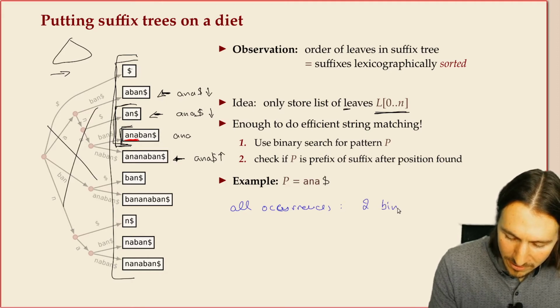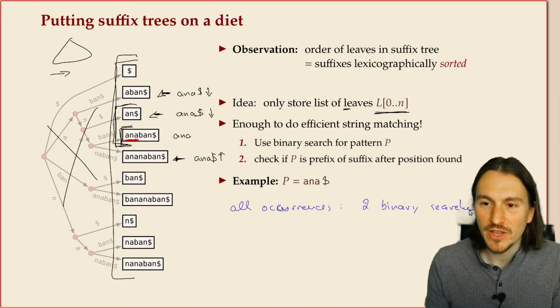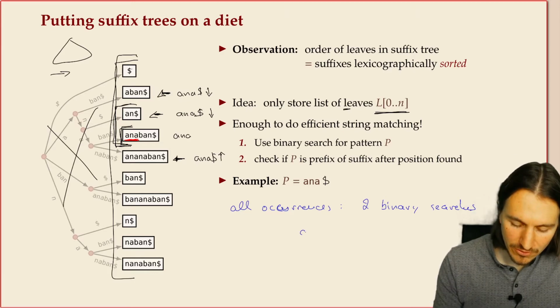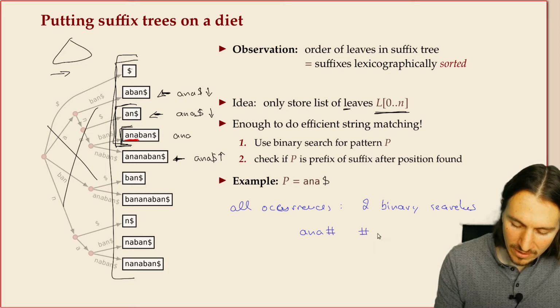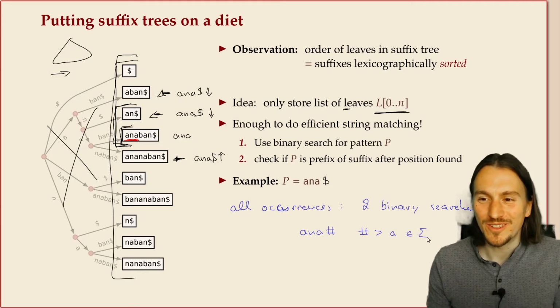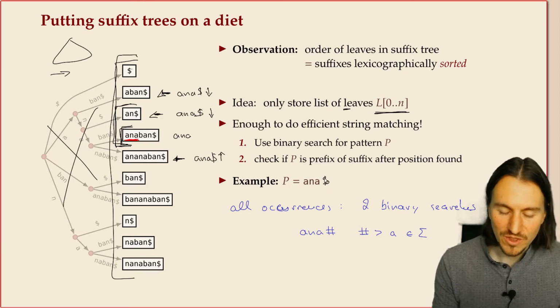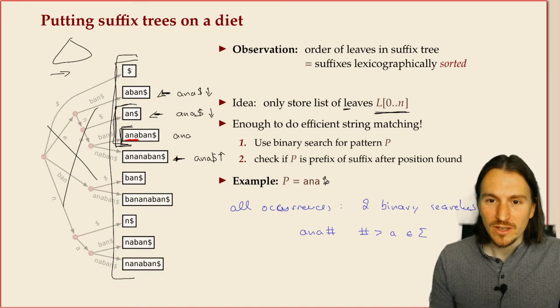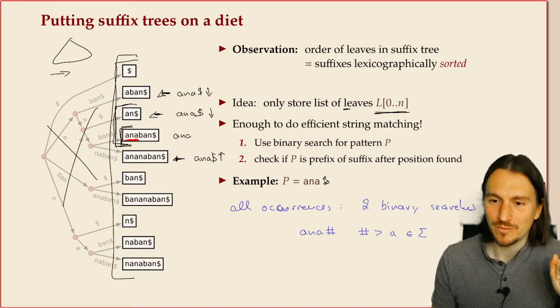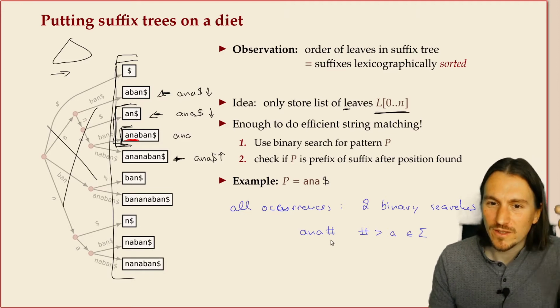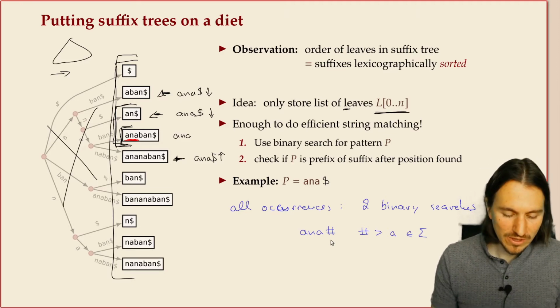There you just do 2 binary searches. And for the second one, you use Anna with, I don't know, another symbol that is bigger than everything in the alphabet. So it's just you search again. In this first binary search, you pretend that the next symbol of the pattern is coming before all the actual symbols. And in the second search, you pretend it's coming after all the symbols in the alphabet.